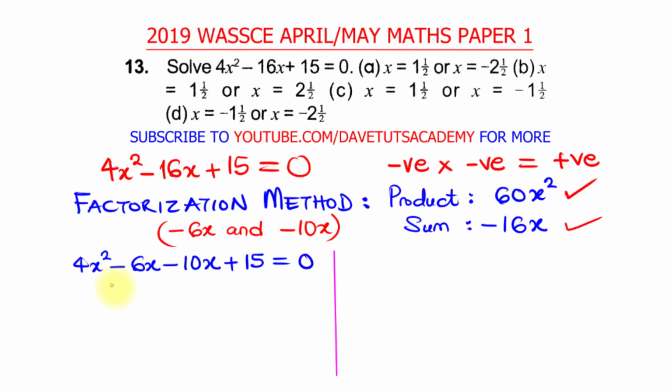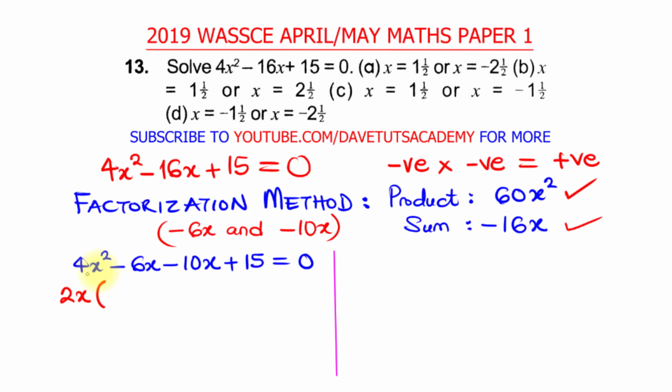Now, I need to collect like terms. Look at this. I have 4x squared minus 6x. I can see that x is common to the two of them. I have x here, I have x here. But additionally, I know that 2 can be used to divide 4, and 2 can also be used to divide 6. So in that case, what I'm going to have is this. That means that 2x is common to these first two terms.